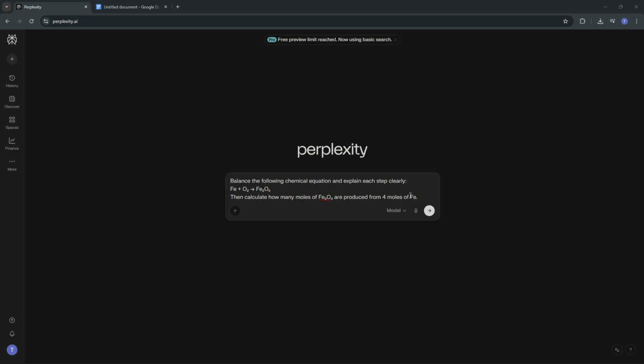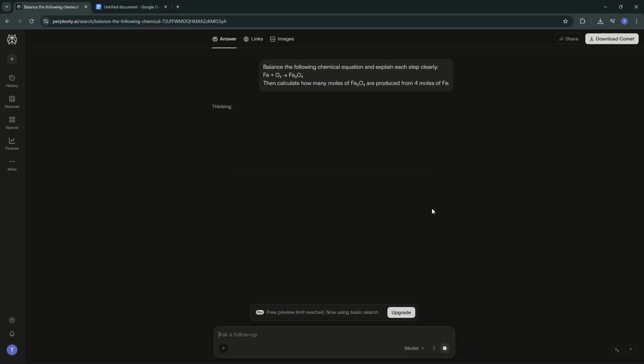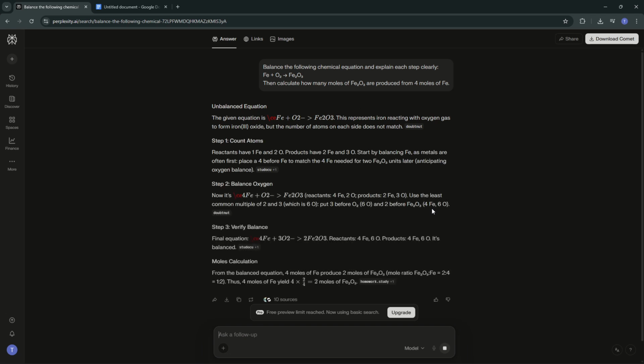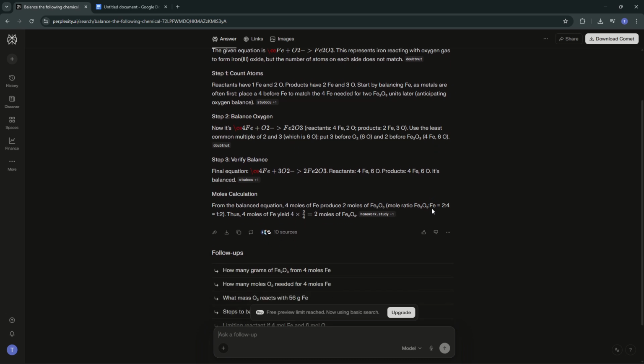When Perplexity returns a solution, take a moment to review it carefully. Check that the equation is balanced by verifying atoms on both sides match and that charge, if applicable, is conserved. Look over the stoichiometry. Confirm molar masses used, the mole ratios from the balanced equation, and all unit conversions. If something seems unclear, ask targeted follow-up prompts.